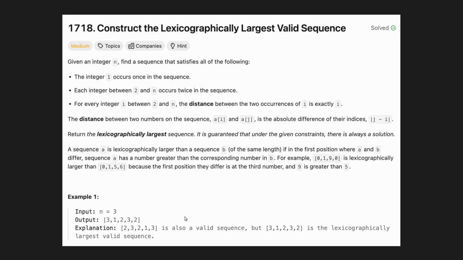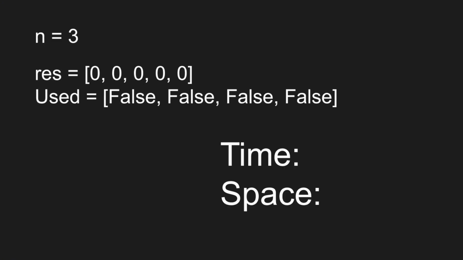So now that we have seen some examples, let's get to how we can solve this problem. One way is to have a starting resulting array and a starting used array. The resulting array would be an array of zeros, and the length of it would be n times 2 minus 1. So for this example, the length would be 5 because 3 times 2 minus 1 is 5. And for the used array, the length would be n plus 1. So for this example, it would be 4 because 3 plus 1 is 4.